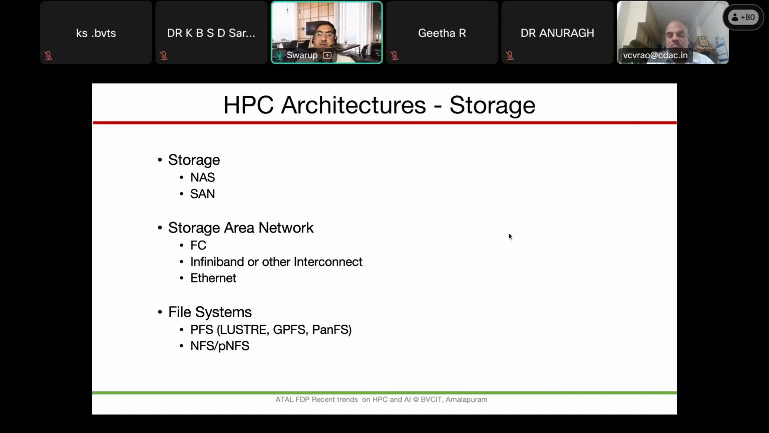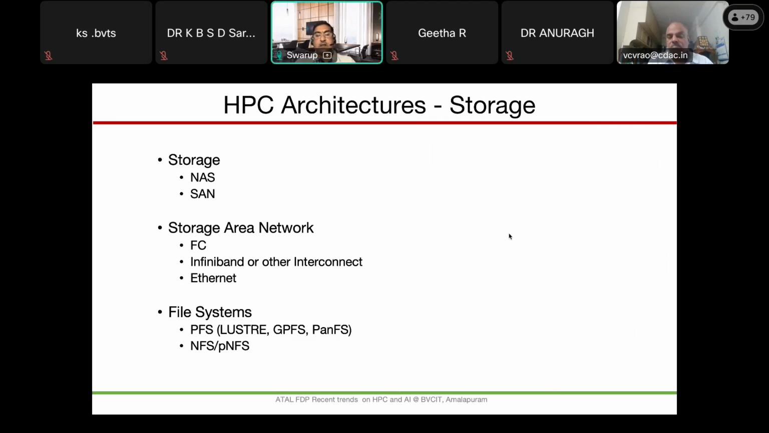The storage area network is like, say, you have a FC, that is a fiber channel. And of course, you can also have interconnects, which is InfiniBand or any other interconnect, which is connecting to the storage area network. And also the Ethernet. These are the three standards which are being used as the storage area network when it comes to the supercomputers. But still again, Ethernet has its own reservations, like say the latencies and other things.